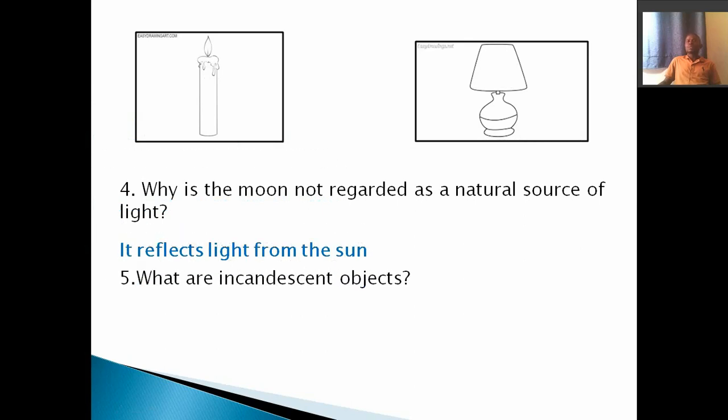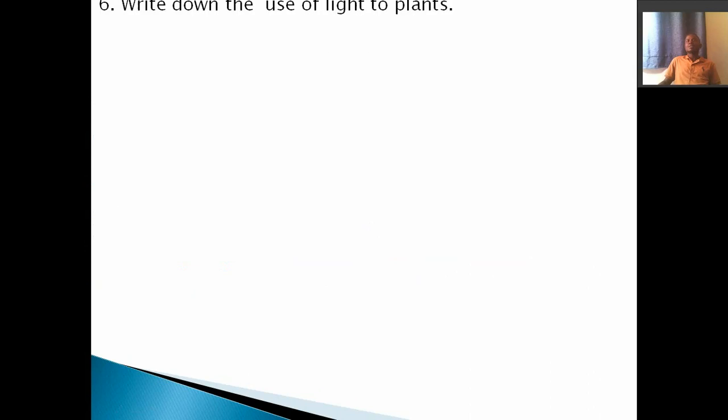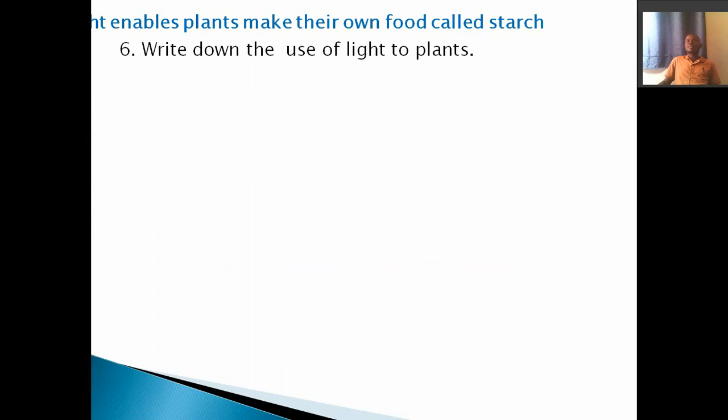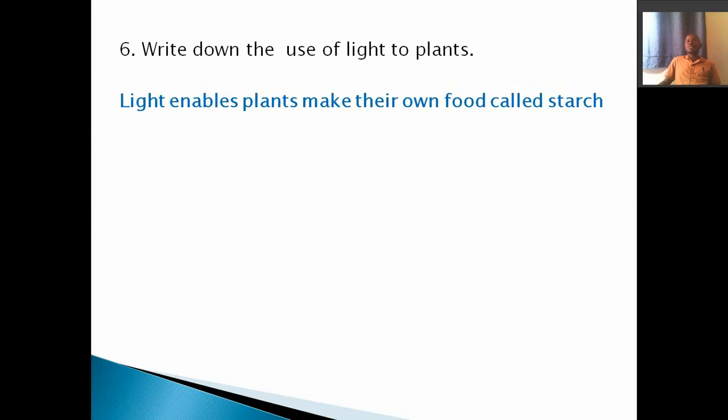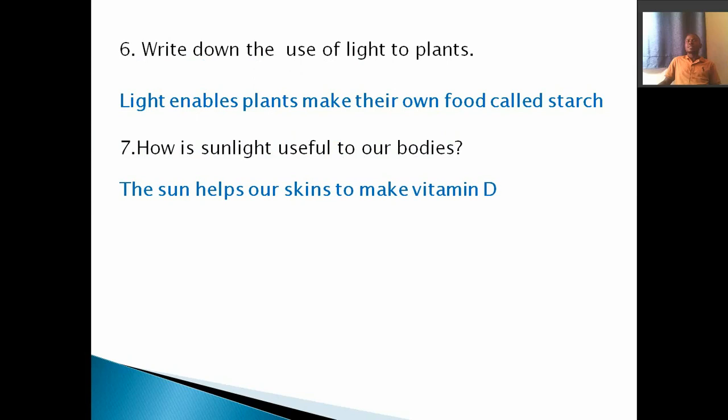Then number five says, what are incandescent objects? And the answer is, these are objects that emit light when they are hot. Then number six was saying, write down the use of light to plants. And the answer is, light enables plants to make their own food called starch. Then number seven is saying, how is sunlight useful to our bodies? Then the answer is, the sun helps our skins to make vitamin D.